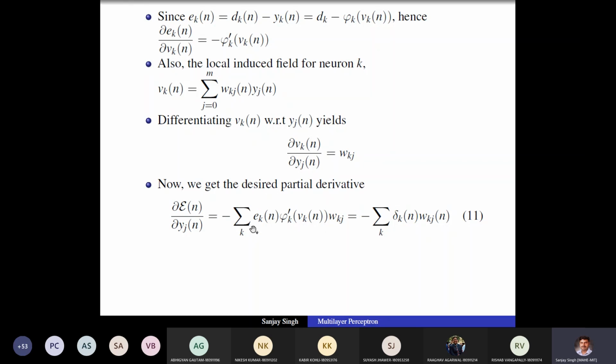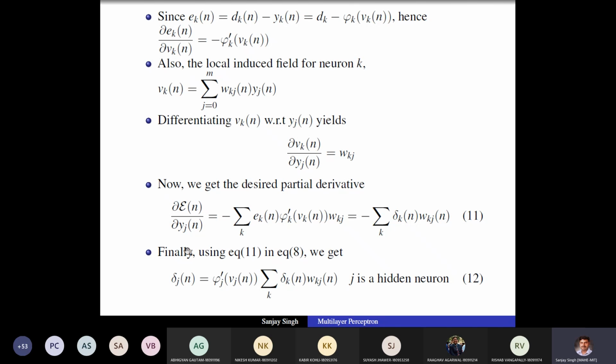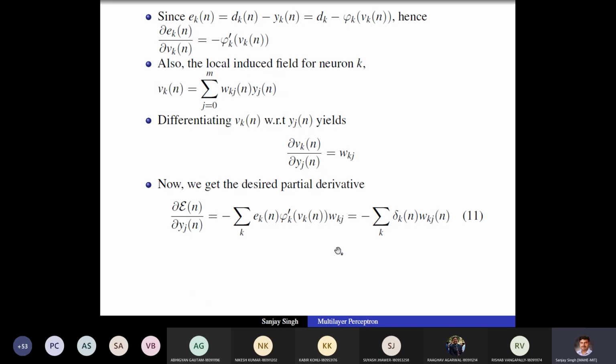So substituting all those things, it got the value of this much. And we know that the combination of ek and φ'k is nothing but delta k, which we have seen earlier in the first scenario where the neuron belongs to the output layer, δk wkj, right? So once you have this, the story is simple. Finally, we know that the delta j, the overall, when you come back here, how do I get it? So for the delta j computation, we are using equation 1 and equation 8. So let's see what this 8 is.